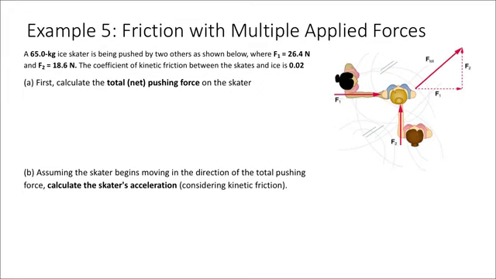Whenever we have multiple pushes or pulls, we know that friction will oppose motion, right? But I don't know which direction this object will move in. In order to determine that, I have to figure out which direction it will accelerate in. Once I figure out the net acceleration, I can determine which direction friction will act in, and then I can just subtract the frictional force from that net force. That's how we solve these problems.